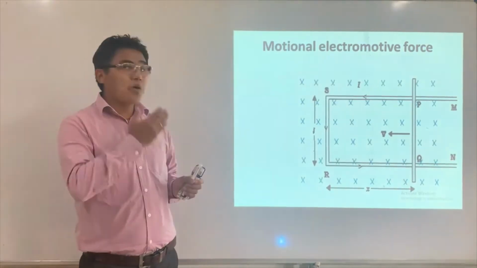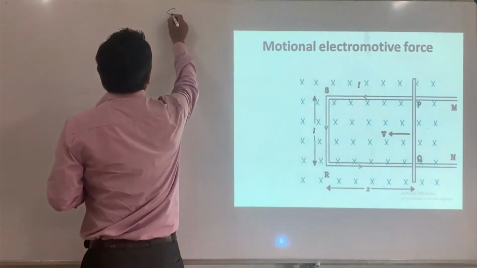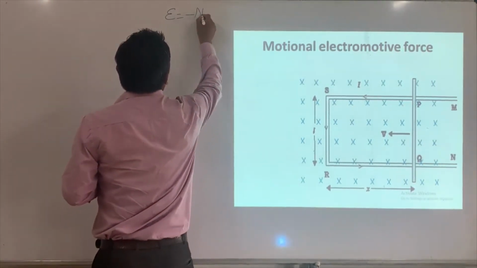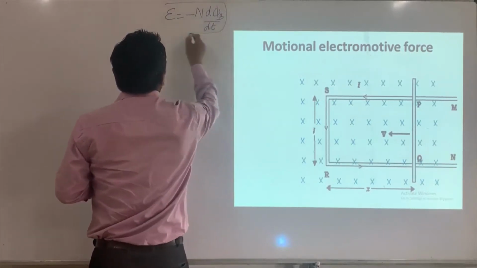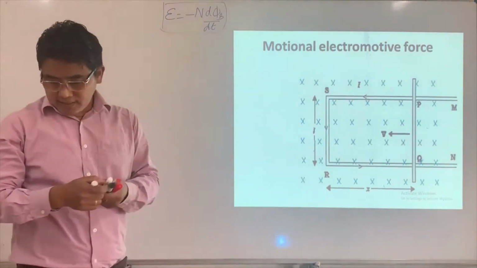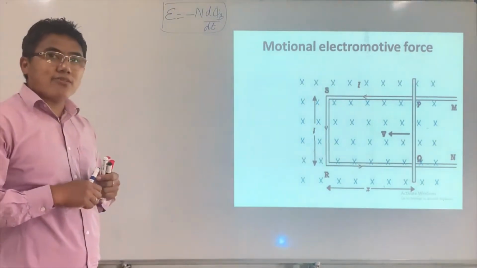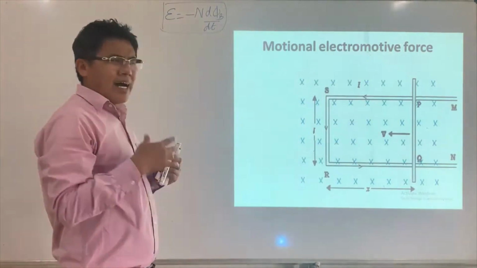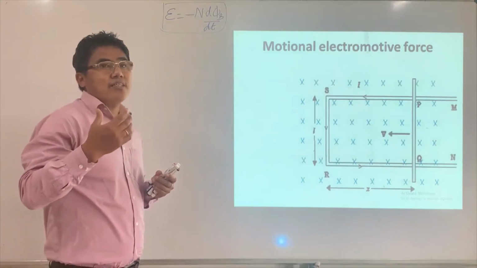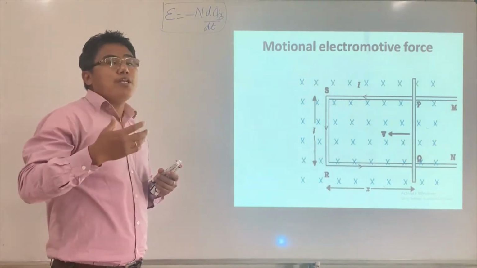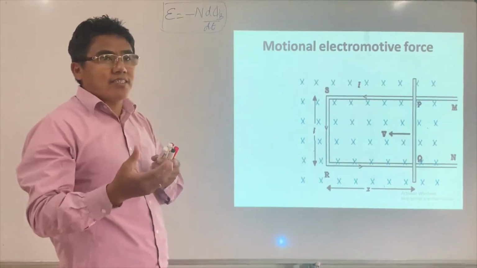Hello everybody. So just now we are done with the law of induction, that is, induced EMF is equal to minus dφ/dt, the rate of change of magnetic flux. And we explained the significance of the minus, which is explained by Lenz's law. Again I am repeating, the minus indicates that the direction of the magnetic field due to the induced current opposes the rate of change of magnetic flux.